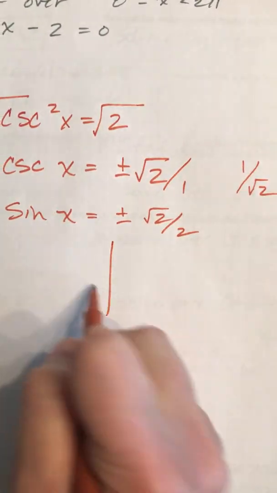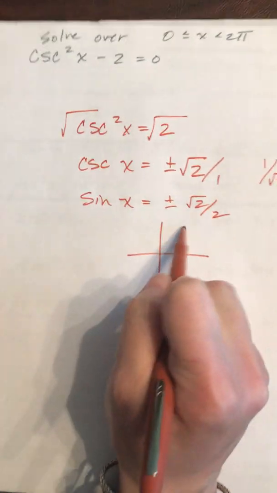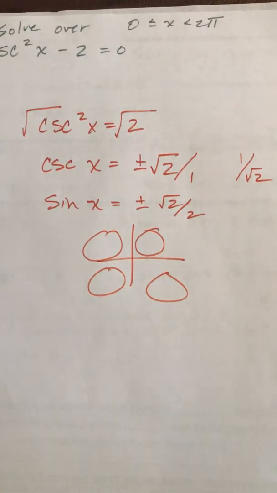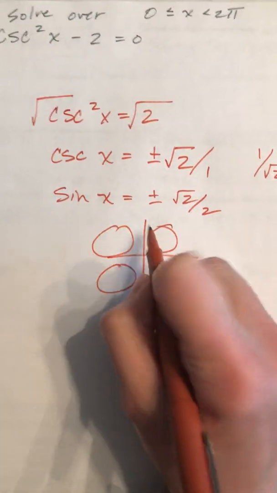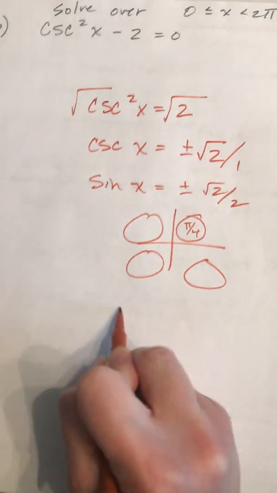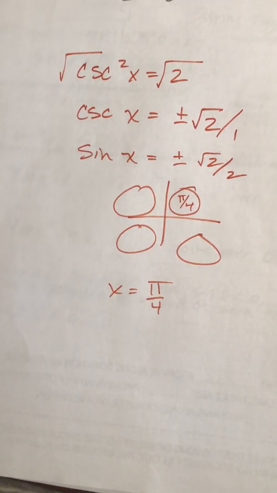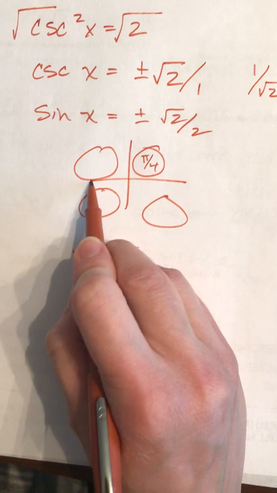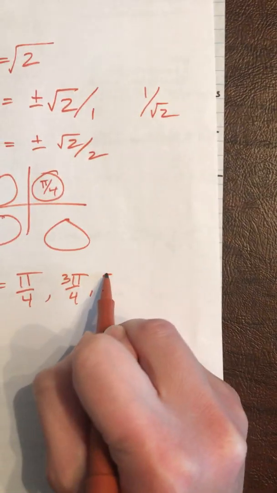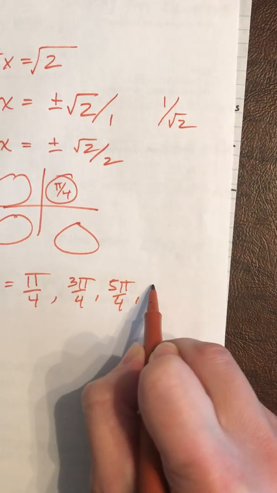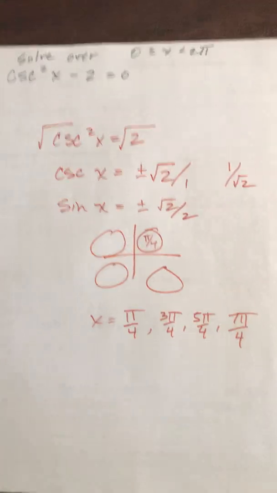So now I'm going to solve this equation. When is sine positive or negative? That means all 4 quadrants. And we're talking about a 45-degree angle here if we're talking about root 2 over 2. So basically I'm going to name all of my answers: a 45-degree angle in every quadrant. So pi over 4, this would be 3 pi over 4, this would be 5 pi over 4, and this would be 7 pi over 4. And that's how you solve a reciprocal function.